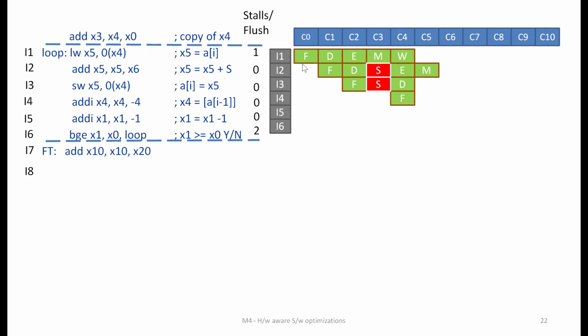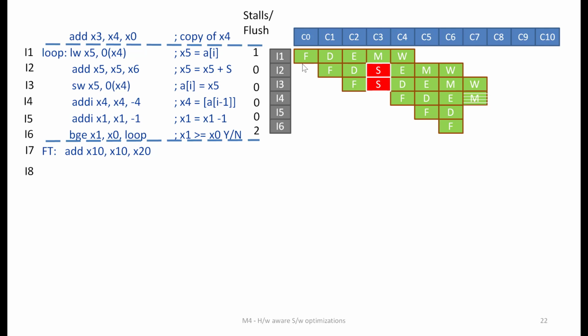In C5, I2 moves to memory, I3 moves to execute, I4 moves to decode, and we fetch I5. So in C6, I2 will be in write back stage, I3 will be in memory stage, I4 will be in execute stage, I5 will be in decode, and we fetch I6. So this was the first cycle wherein we were successfully able to engage all the stages in the pipeline.